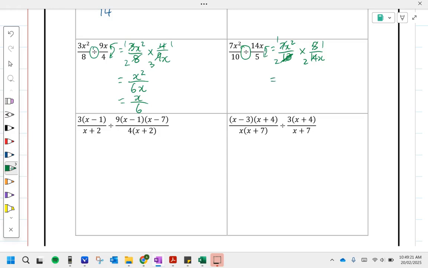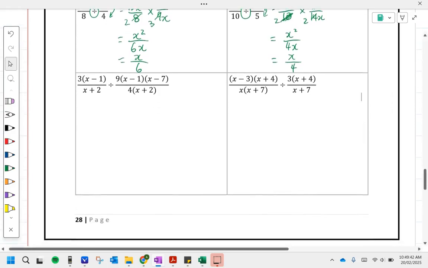So 1x squared times 1 is just x squared. 2 times 2 is 4. With that x is 4x. And now we can say, oh, the top has more x's. How many more? 1 more. All over 4. Because the 4 is in the denominator.